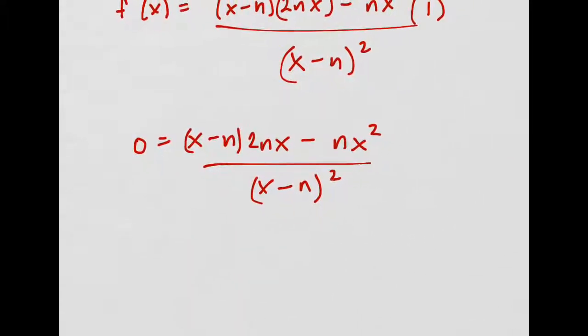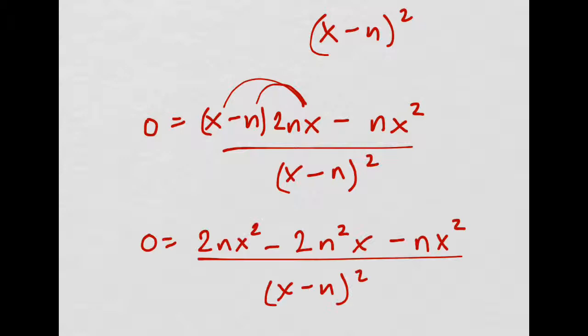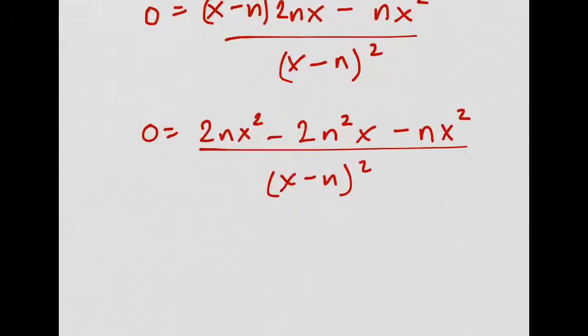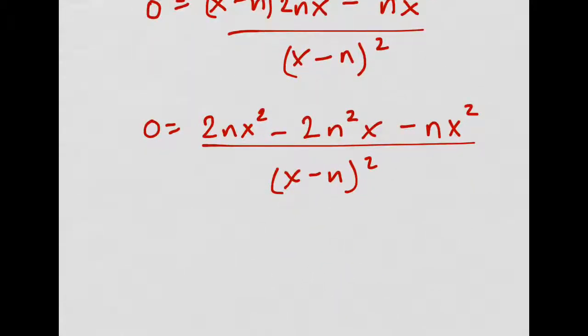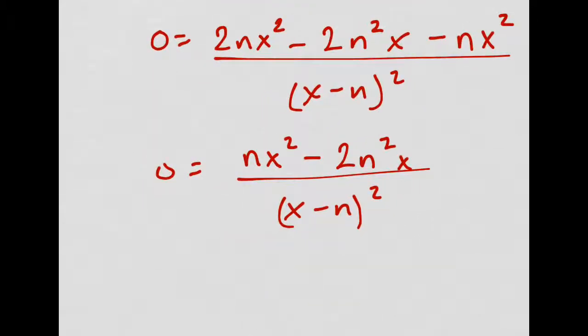And now I'll simplify. Maybe I'll distribute that also, and then I'll simplify the top. My like terms are the x squareds. Remember, n is just a number. So what do I have? I have 2n x squared minus n x squared. That's just 1n x squared. So there we go. And I simplify the top.